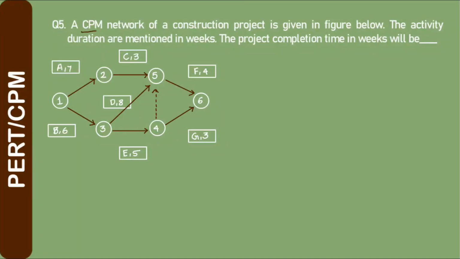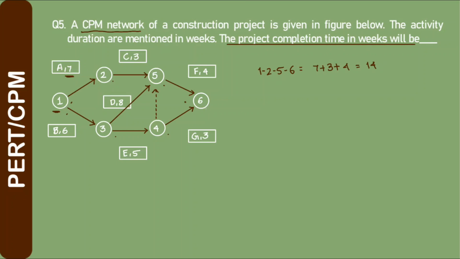Based on the given CPM network diagram for a construction project below, we have to find out the project completion time in weeks. So this is the activity, and this is the time given to complete the activity from 1 to 2. Okay, so let's see all the paths that can be followed. If we follow from 1 to 2, 2 to 5 and 5 to 6, the total weeks required is 7 plus 3 plus 4, that is 14.